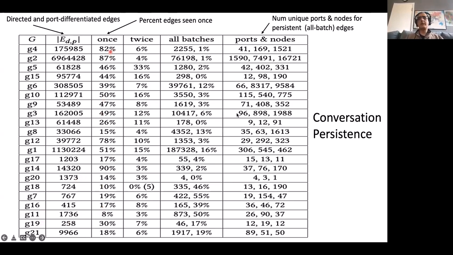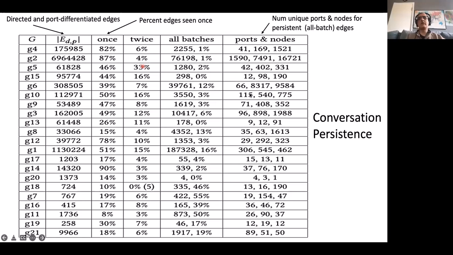And so we show the percentage here, and the number of service ports that correspond to these long-lasting edges. So again, there's a diversity, but we can see that for many data sets, there is maybe a bimodal distribution. Most edges are not seen as much, but then there is a notable fraction that appear in almost all the batches, all the edge files. And here again, the last column shows the number of unique ports associated with those long-lasting edges, and the number of unique nodes, usually much less than the number of edges.